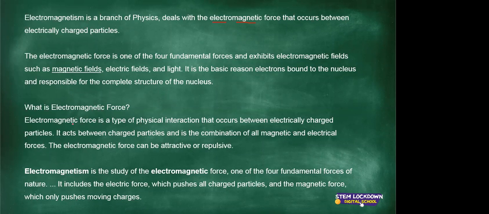So what is an electromagnetic force? An electromagnetic force is a type of physical interaction that occurs between electrically charged particles. It acts between charged particles and is the combination of magnetic and electrical forces. So we could say that an electromagnetic force can be attractive or repulsive. In your test, if they ask you for 3 marks or 4 marks, what is an electromagnetic force?